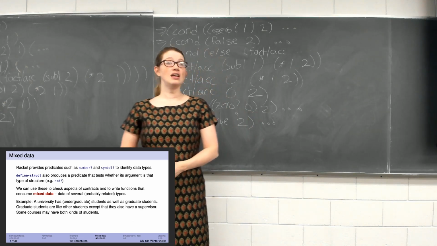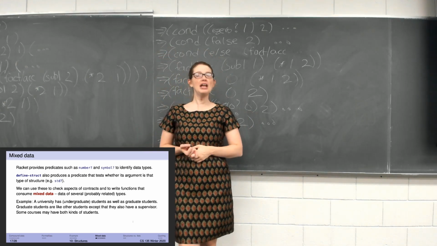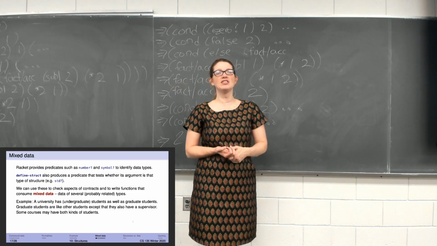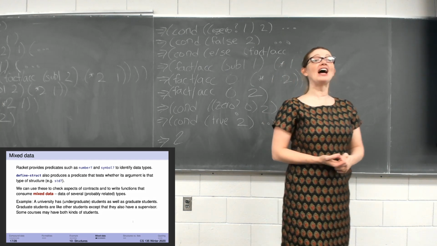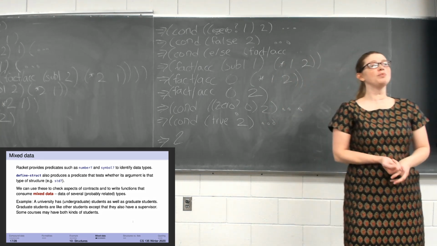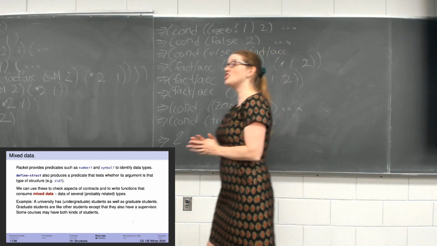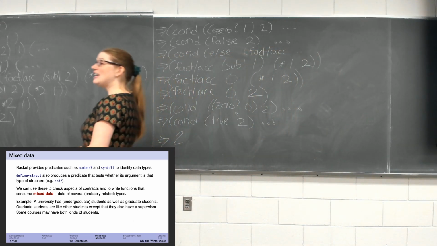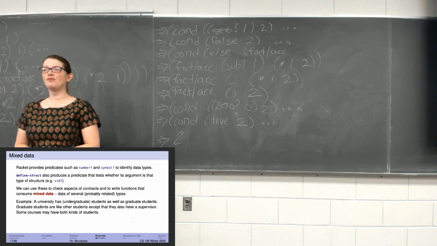A grad student, yes, they have a name and they have a program. They could have a list of enrolled classes, but grad students don't take a lot of classes. But they also have a supervisor. They can even have more than one supervisor, and they have funding. So, our definition of a grad student and our definition of an undergrad student are very different.